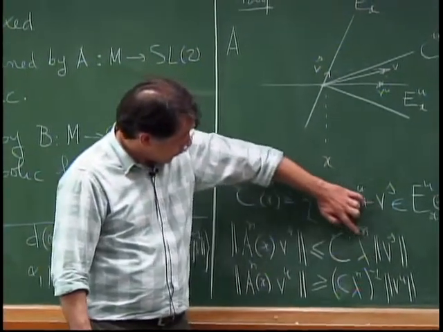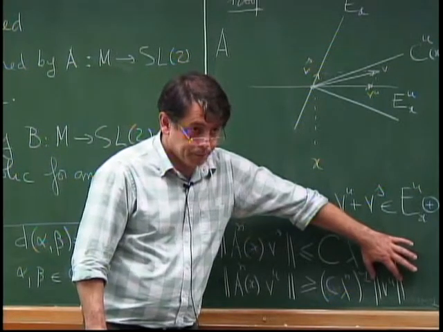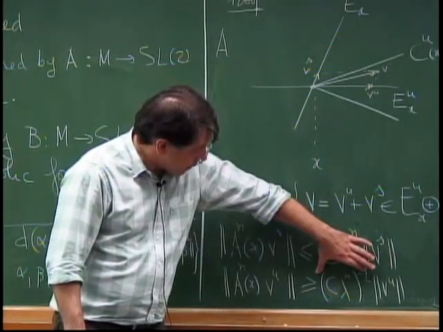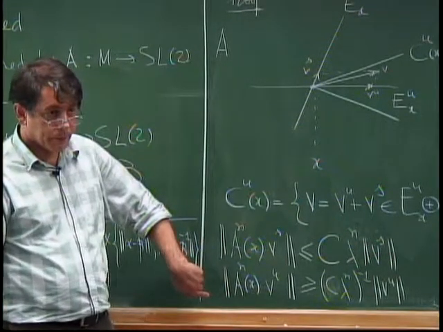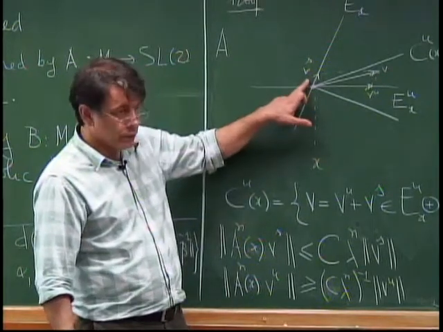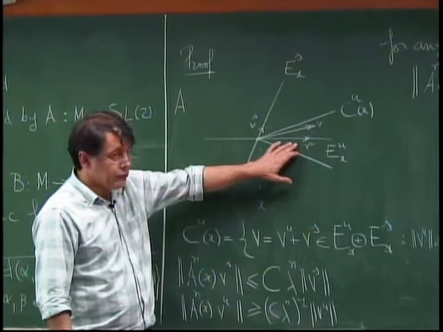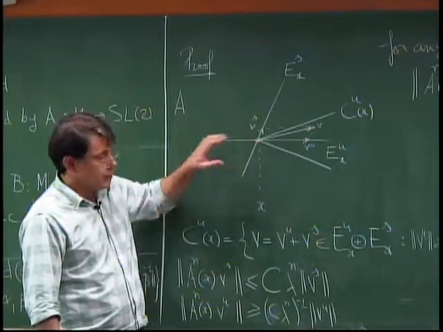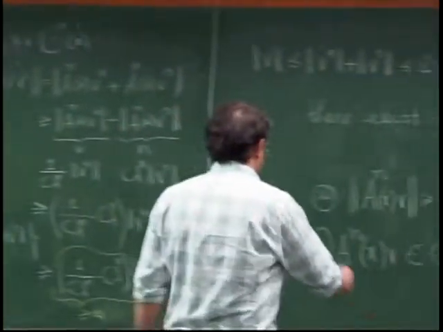This factor is a small number. Vs is smaller than Vu. Then this is a big factor. And this product is smaller than this. Okay? I started with a vector where the unstable component was big, the stable component is small. And then as I iterate, the unstable becomes even bigger and the stable becomes even smaller. So, of course, I still have this relation.